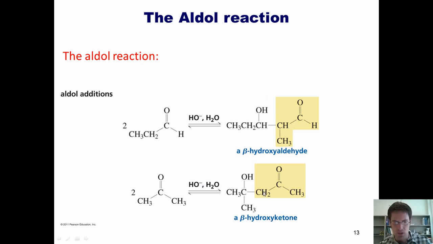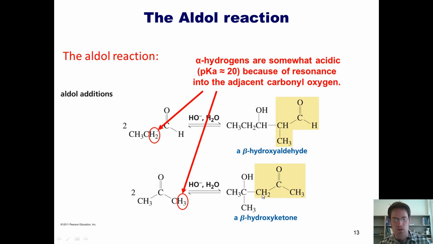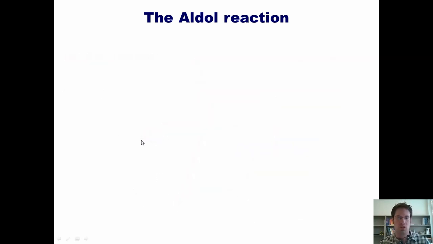Now, I hasten to mention that the Aldol reaction is only possible because alpha hydrogens are somewhat acidic. They have a pKa of around 20 due to the resonance that they have into the adjacent carbonyl oxygen. Thus, when you remove an alpha hydrogen, the resulting negative charge is resonance stabilized into the carbonyl oxygen. When you have a negative charge in a conjugate base that is stabilized, it makes the resulting conjugate acid more acidic. Here's the overall reaction's mechanism.